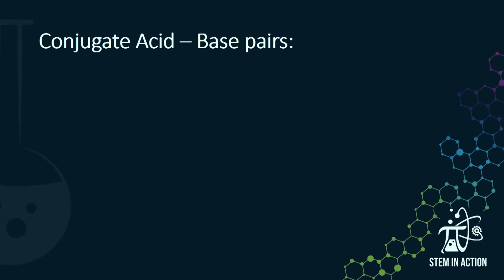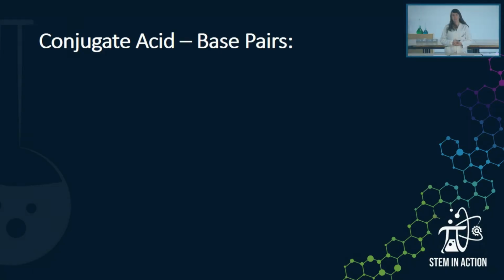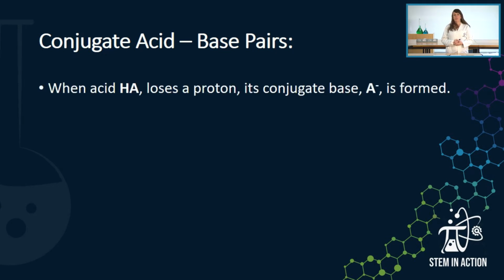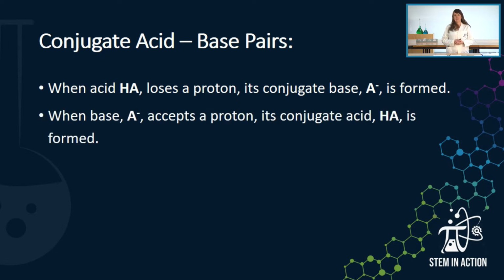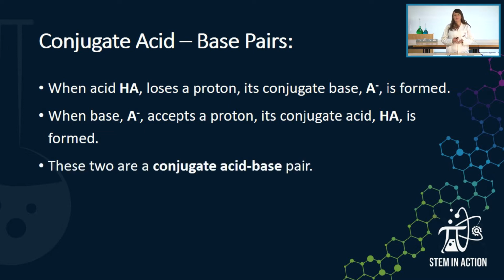First thing we're going to talk about today is our conjugate acid-base pairs. When an acid, for example HA, loses a proton, its conjugate base will be the A minus, so what is left over when the proton is gone. When a base, A minus, accepts a proton, its conjugate acid is HA, so what is formed when it accepts that proton. These two are a conjugate acid-base pair.